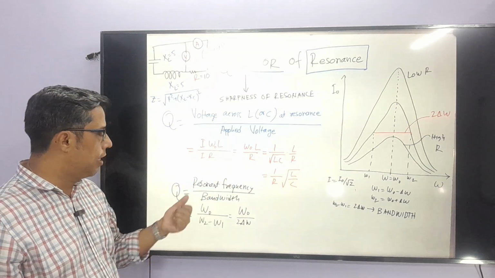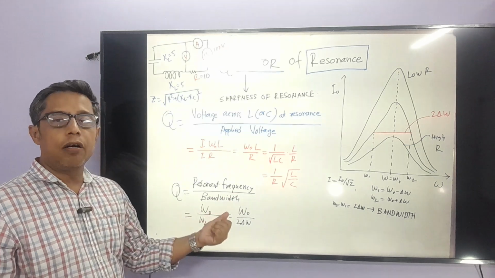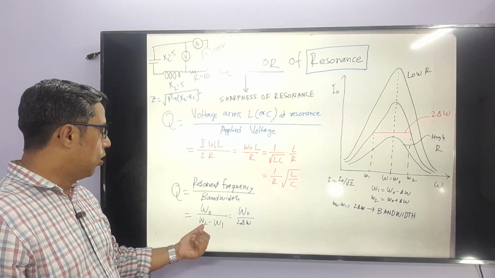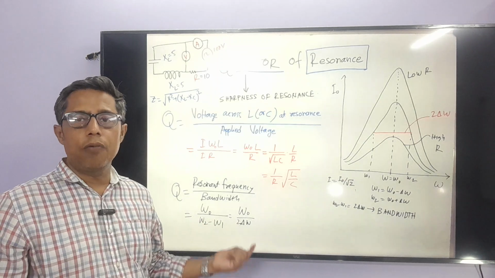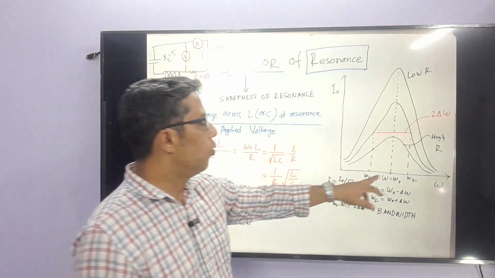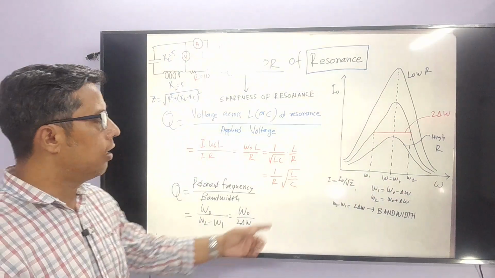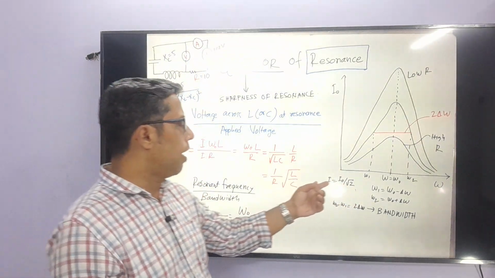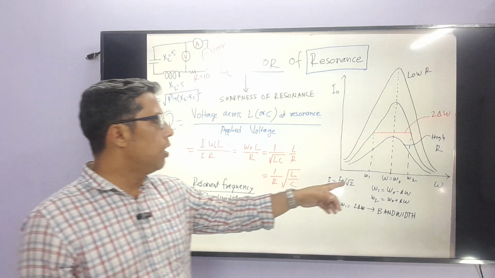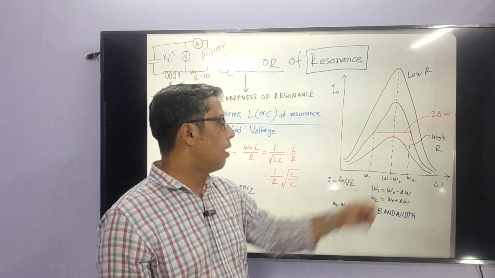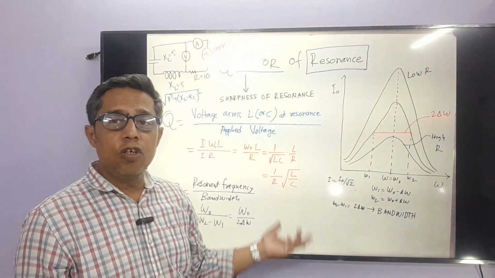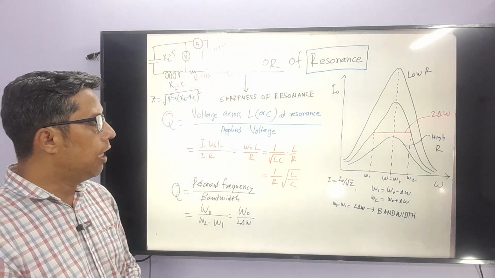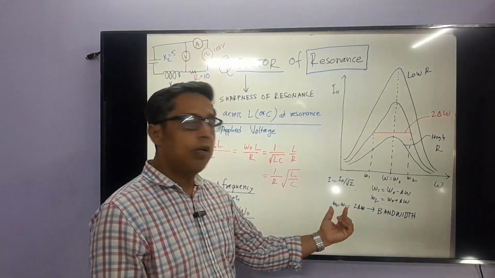Another expression of the Q factor is the resonant frequency divided by the bandwidth. The resonant frequency is ω0 and the bandwidth is ω2 minus ω1, which is 2Δω. At ω1 and ω2, the current is reduced by a factor of 1 by root 2. If the maximum current is I0, then at these frequencies the current will be I0 by root 2. These two frequencies, ω1 and ω2, give the bandwidth between them.